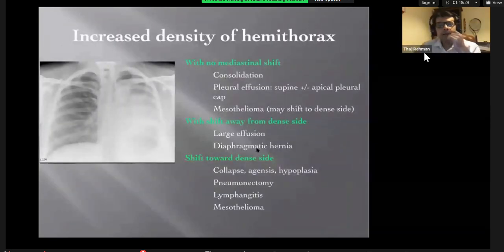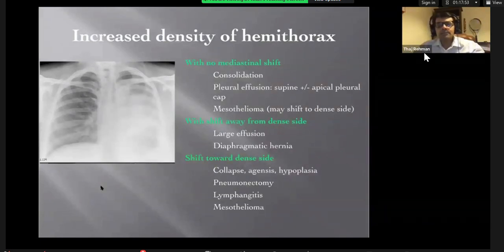In this phase, I would like to just briefly discuss differentials of increased density of a hemithorax. We all struggle when you find increased density as general radiologists. Oh, what's happening? That is quite white. But if you look at Chapman, it's quite simple. If you see increased density of a hemithorax, then you look for mediastinal shift: away, towards, or no shift.